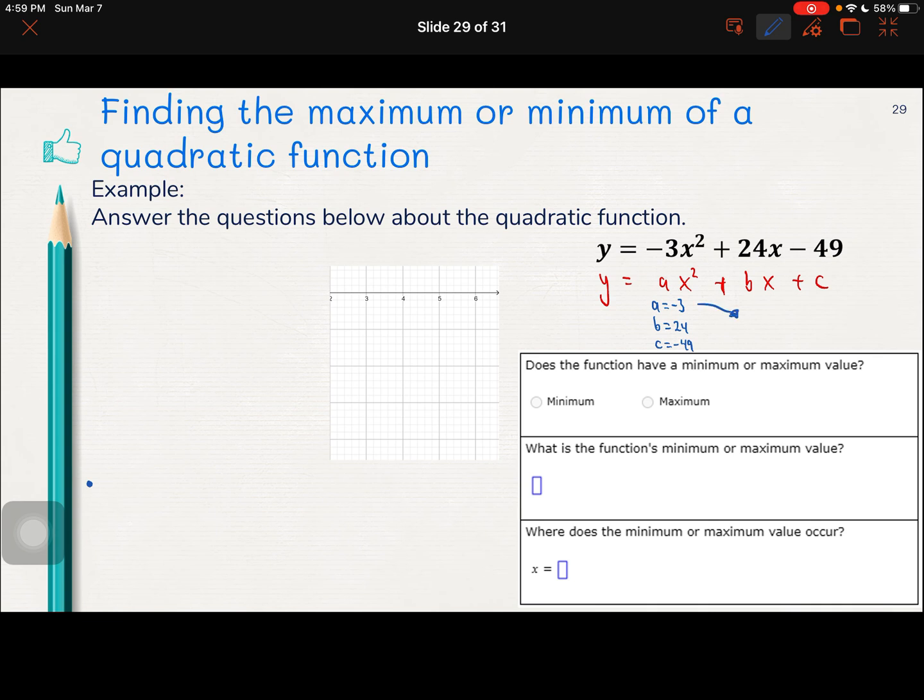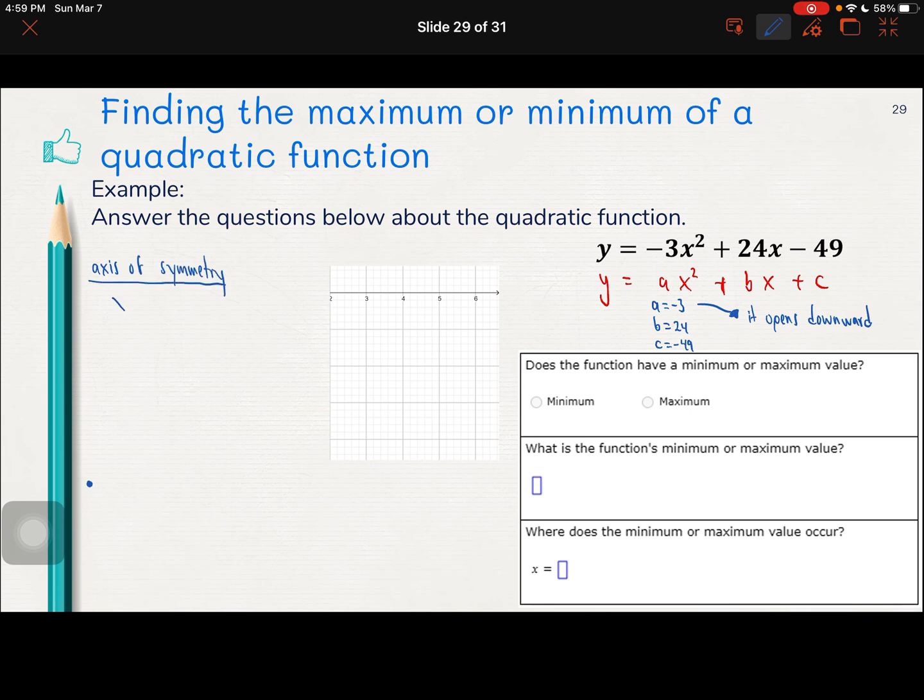So the value of a is telling us that the parabola opens downward, okay? And because the parabola is going to open downward, it means that the function is going to have a maximum value. Let's see why that is. As soon as I know that the parabola opens downward, I'm going to determine the axis of symmetry.